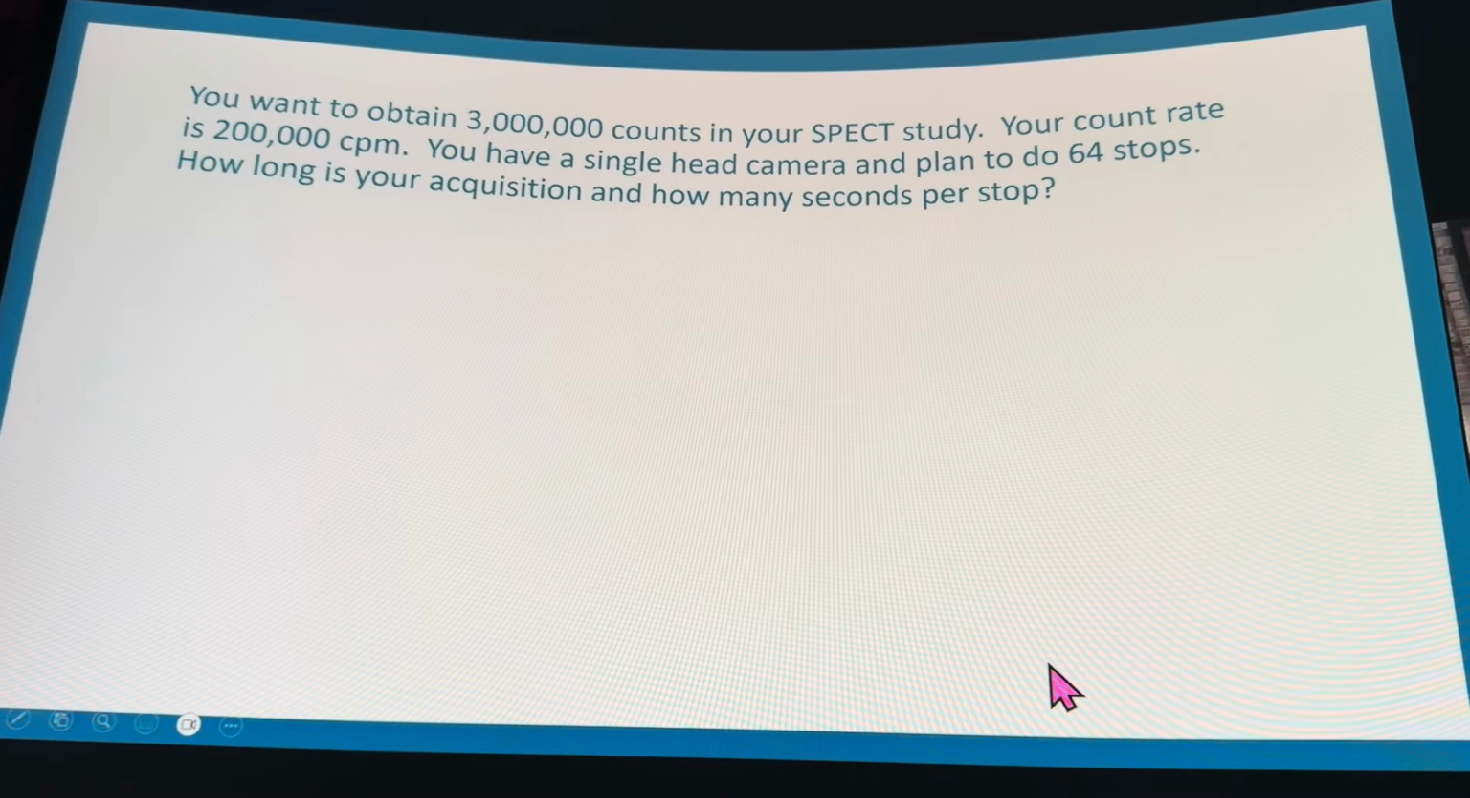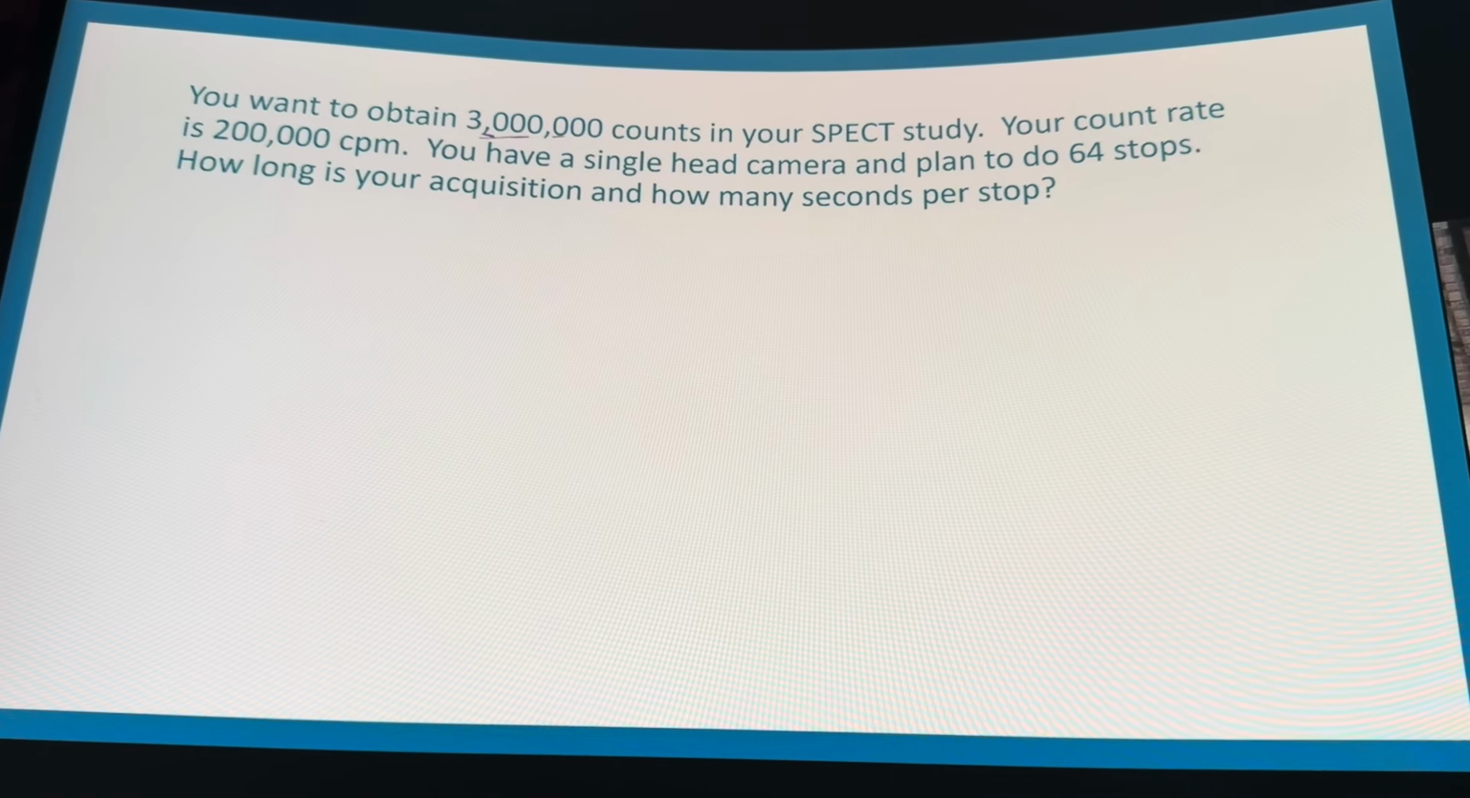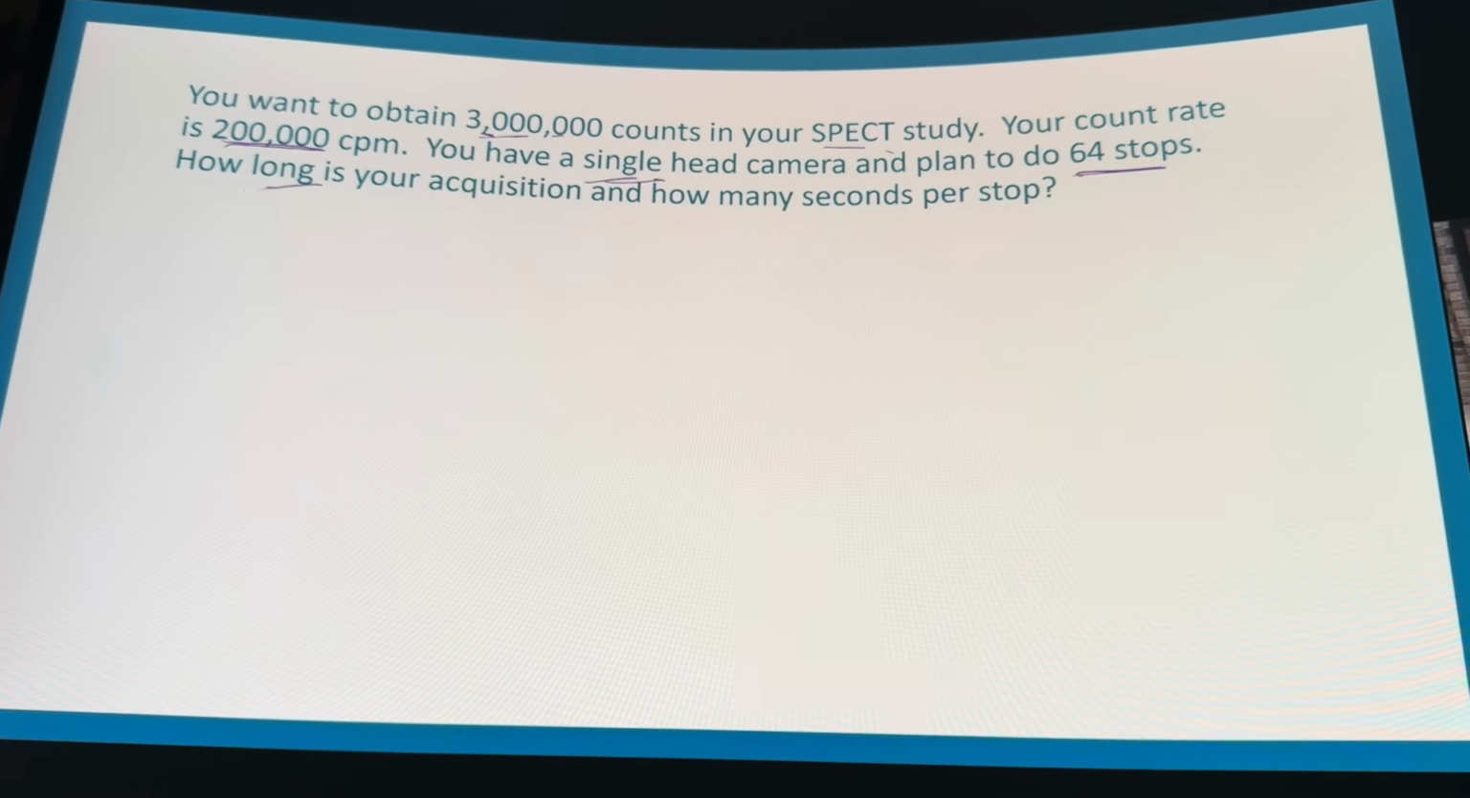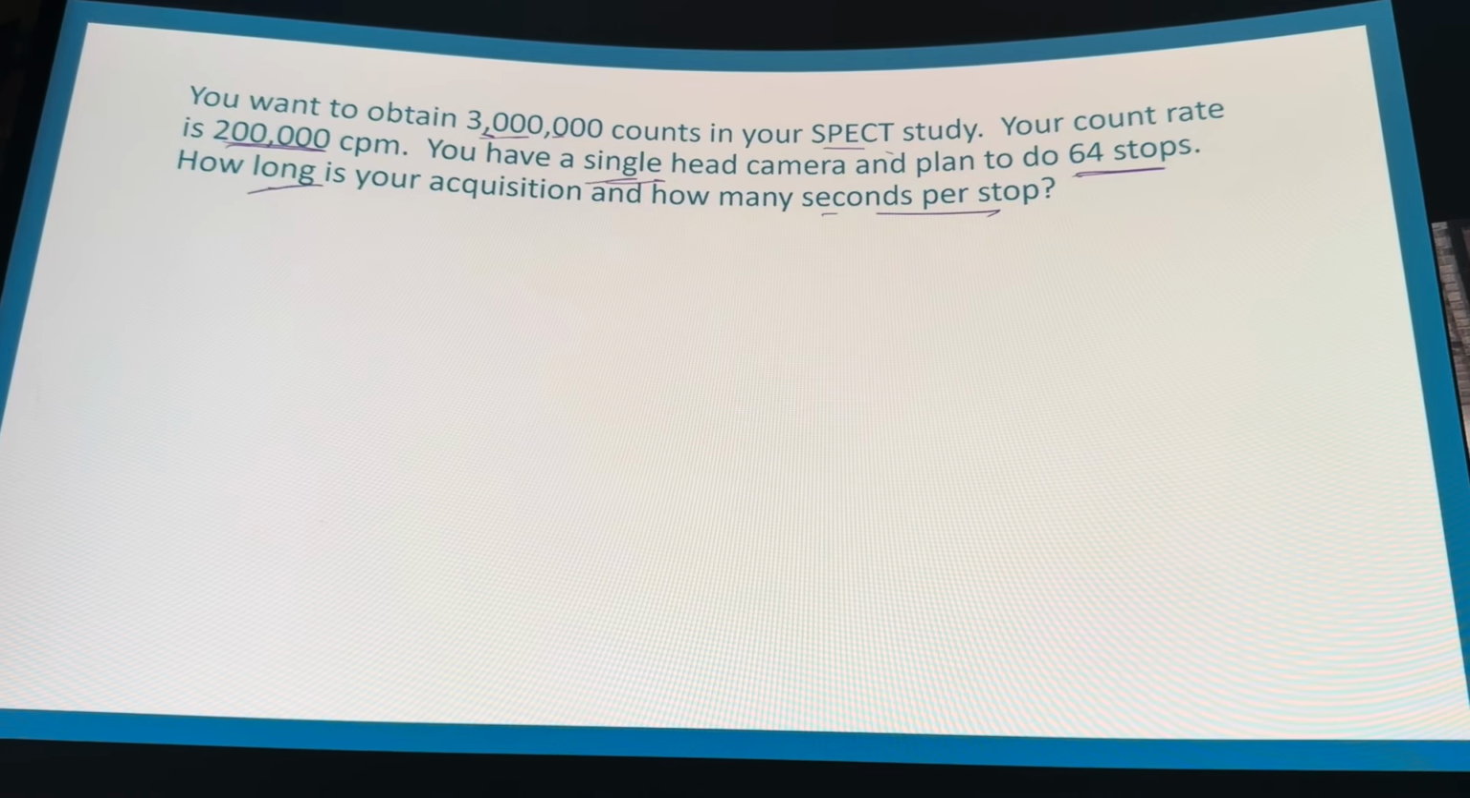All right, let's do another one. You want to obtain 3 million counts in your spec study. Your count rate is 200,000 counts per minute. You have a single head camera, and you plan to do 64 stops. How long is your acquisition, and how many seconds per stop?